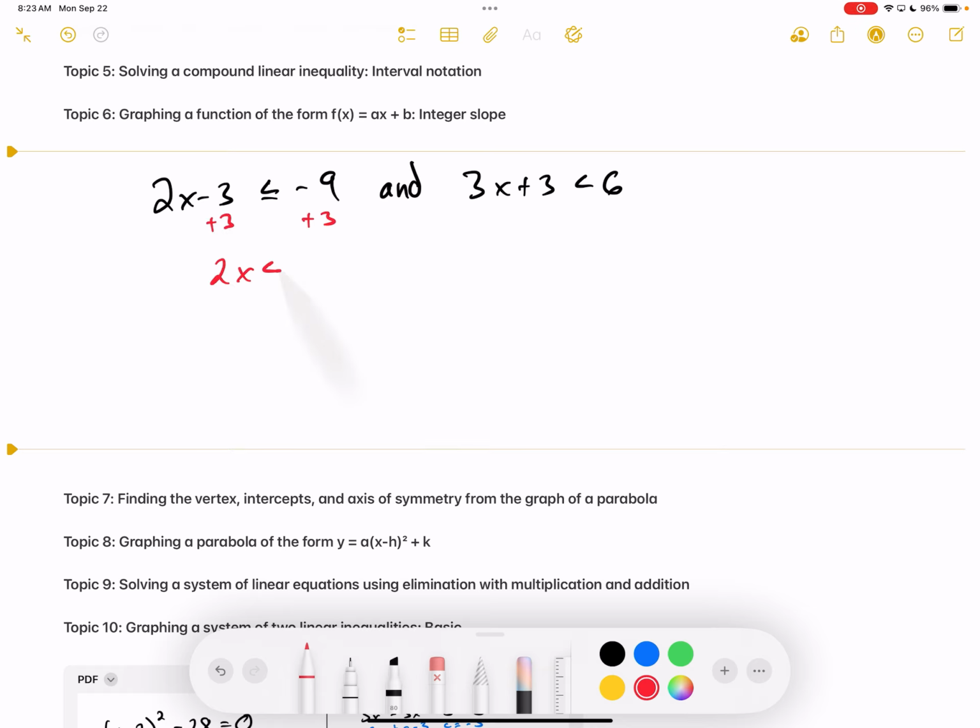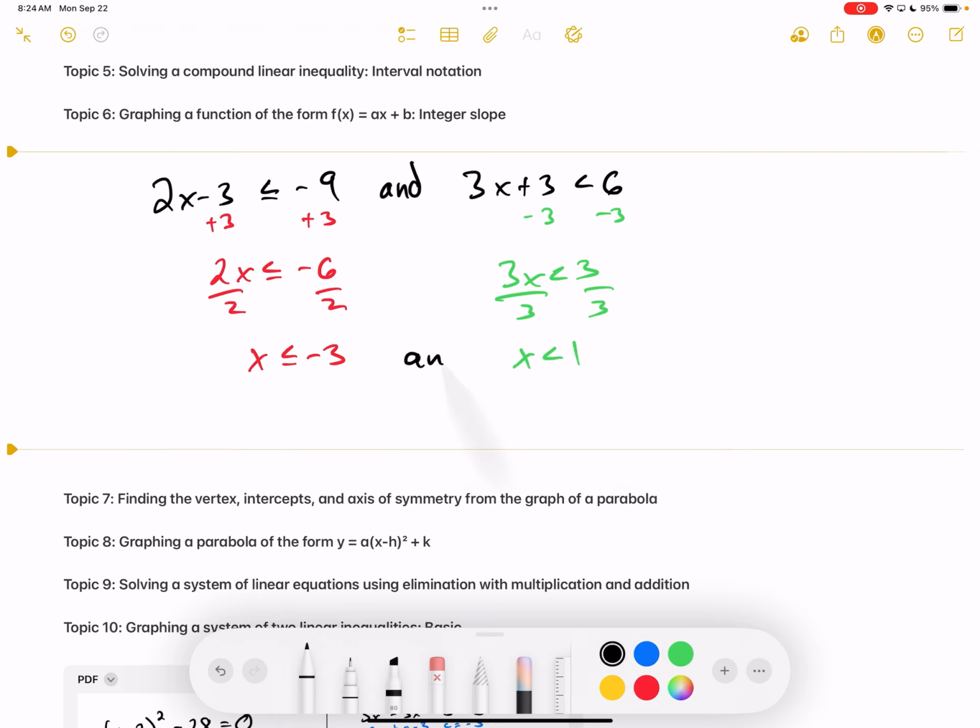So 2x, add 3 to both sides. Negative 9 plus 3 is negative 6. Divide by 2. x is less than or equal to negative 3. You only flip the sign if you divide by a negative, okay? Not when you're dividing a negative. It's when you divide by a negative. Here I'm dividing by 2, so I do not flip the sign. The one on the right, subtract 3 from both sides, so I get 3x is less than 3. Divide by 3, so x is less than 1.